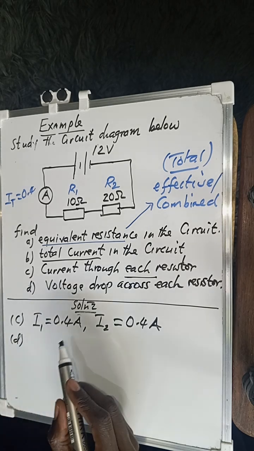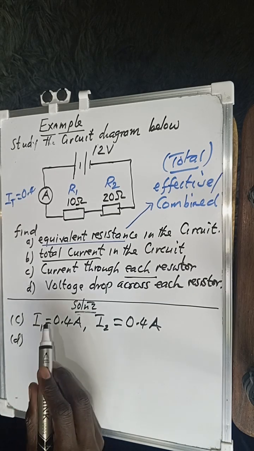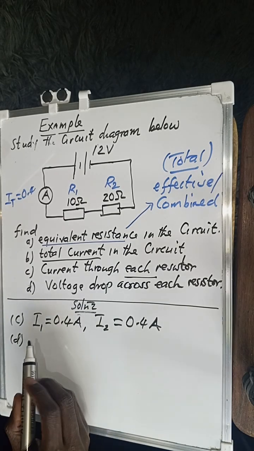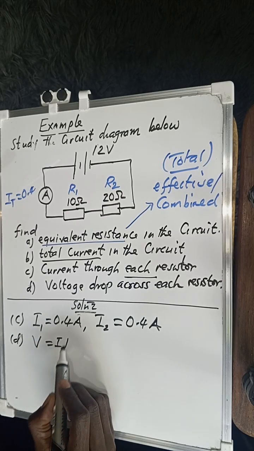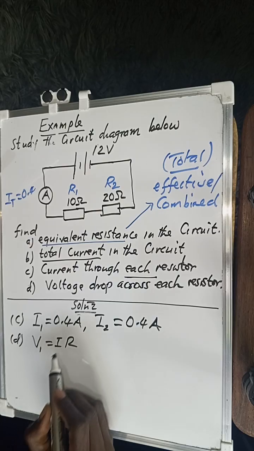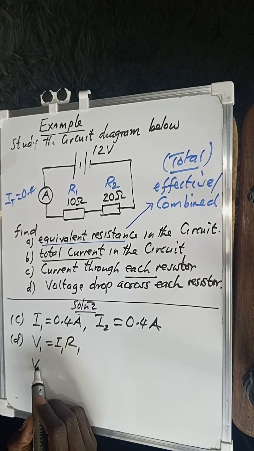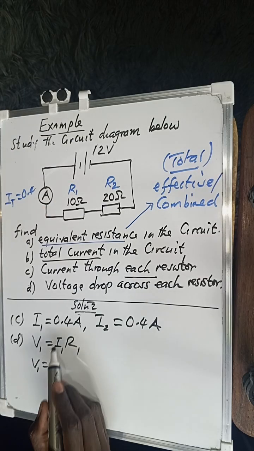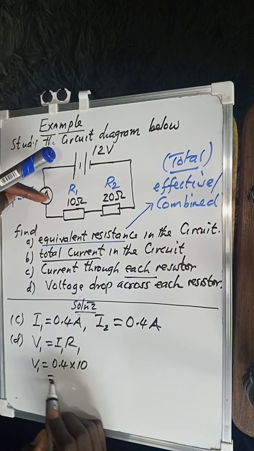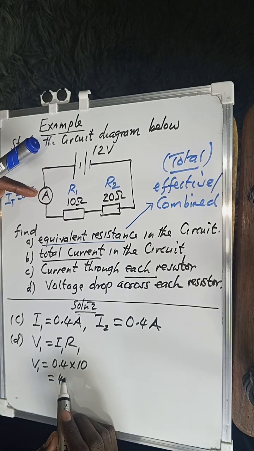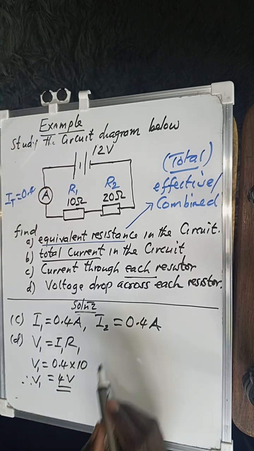Now the voltage drop across each resistor is very simple. What you can do to find it is apply Ohm's law: voltage is equal to current times resistance. Let me start with resistor 1. It will be the current through resistor 1 times the value of resistor 1. So the voltage across resistor 1 will be the current 0.4 times the value of the resistor, which is 10. So it is going to give me 4 volts. That's what we mean: the voltage across resistor 1 is 4 volts.